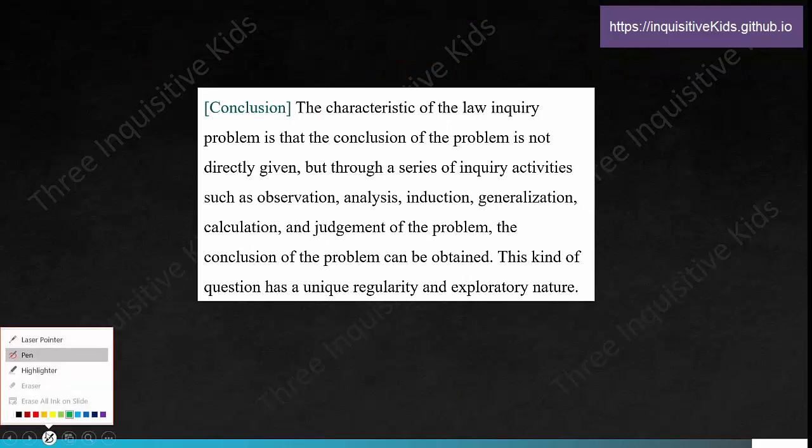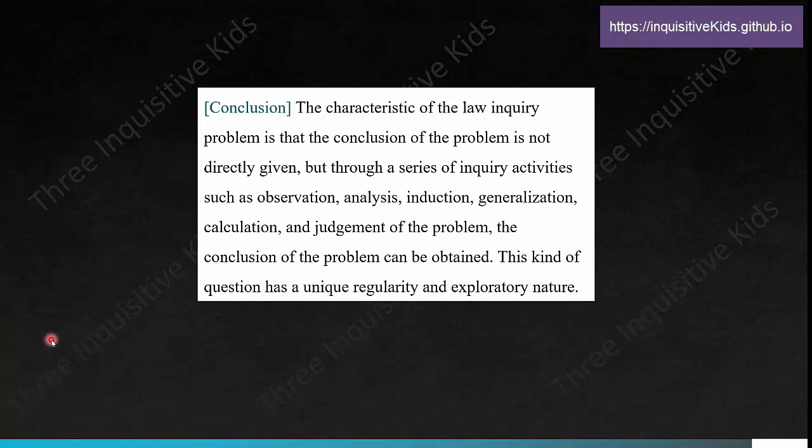Here's a conclusion. The characteristic of the law inquiry problem is that the conclusion of the problem is not directly given, but through a series of inquiry activities such as observation, analysis, induction, generalization, calculation, and judgment of the problem, the conclusion of the problem can be obtained. This kind of question has a unique regularity and exploratory nature.